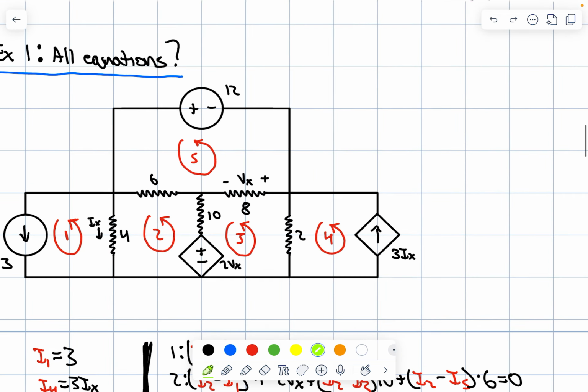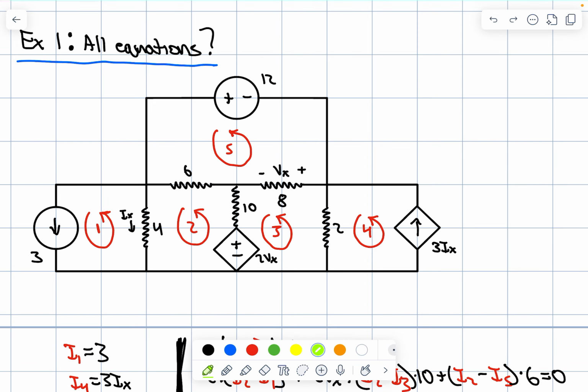So let's go through an example. In this example, we've been tasked with finding all equations to solve this circuit. This may look like a daunting circuit at first. You have 5 loops. It kind of is, but that's why we're just solving for equations.